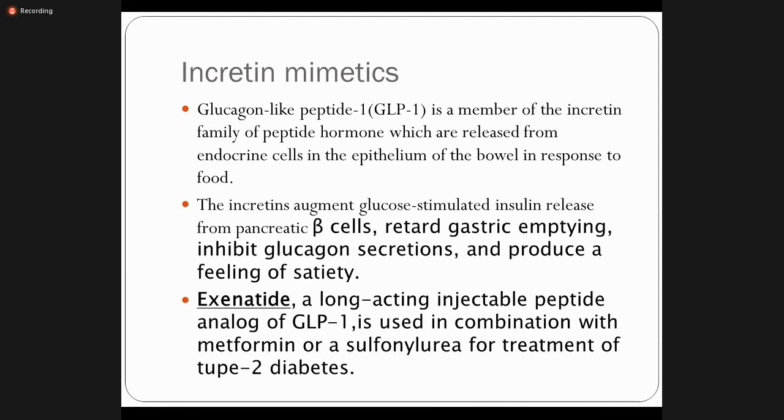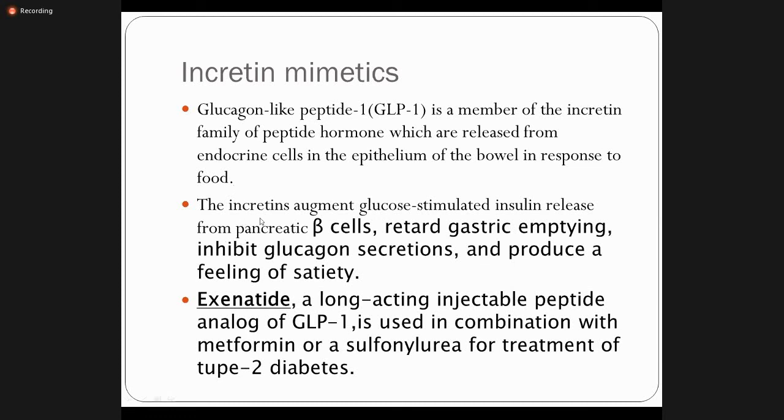The last group is the incretin mimetics, and already we have discussed incretin. This is a very important compound. Glucagon like peptide is a member of the incretin family of peptide hormones, which are released from the endocrine cells in the epithelium of the bowel in response to food. This point we have already discussed. And what is the importance of incretin? Because incretin is basically responsible for enhancing insulin secretion up to 60 to 70%.